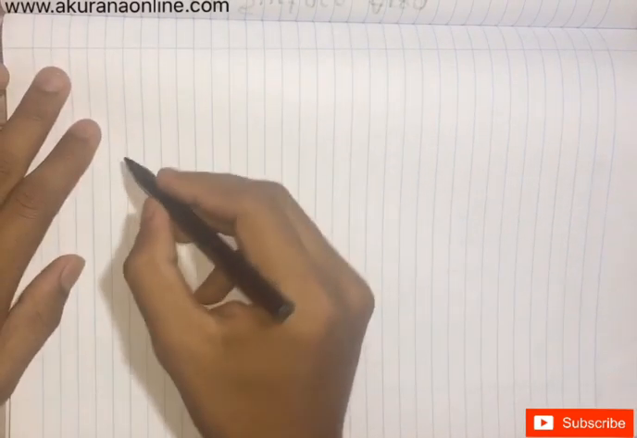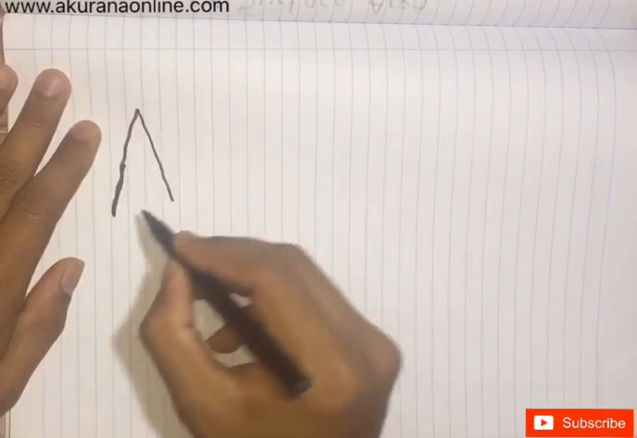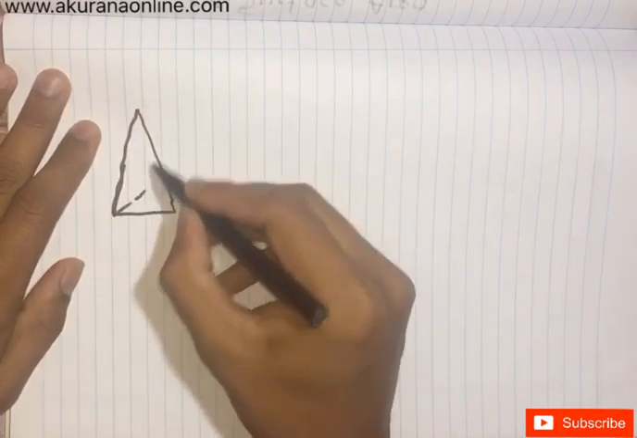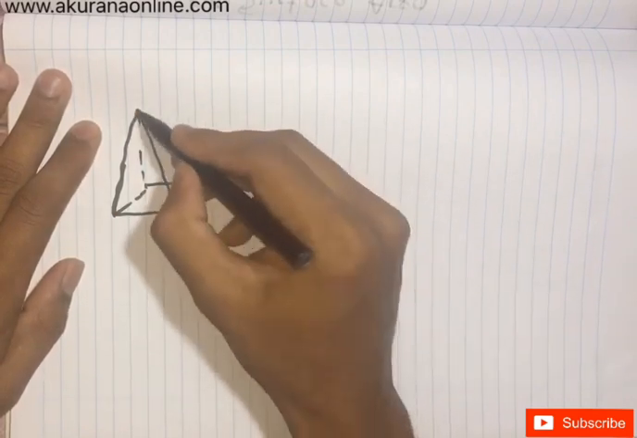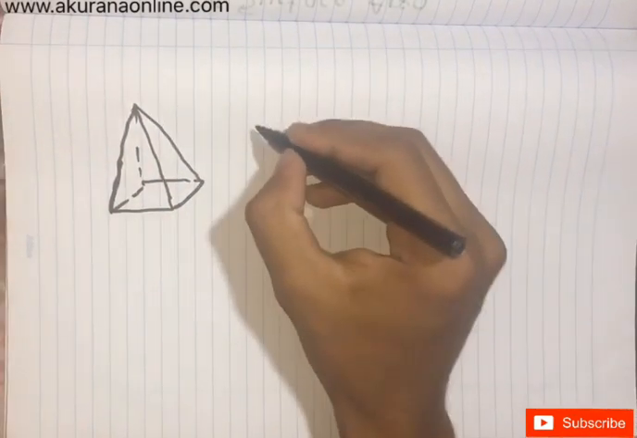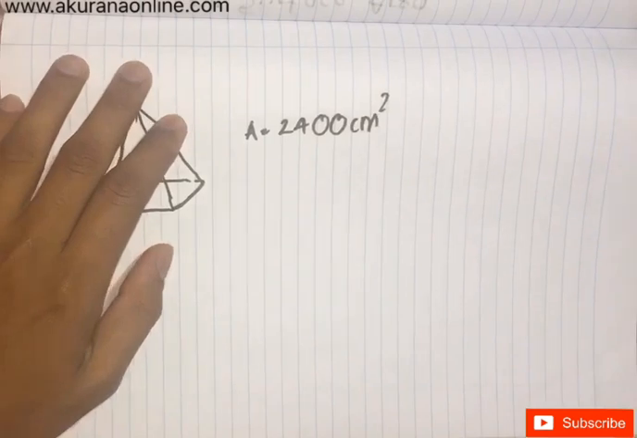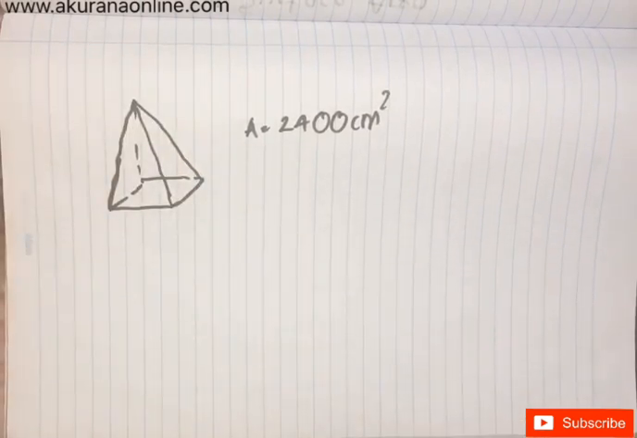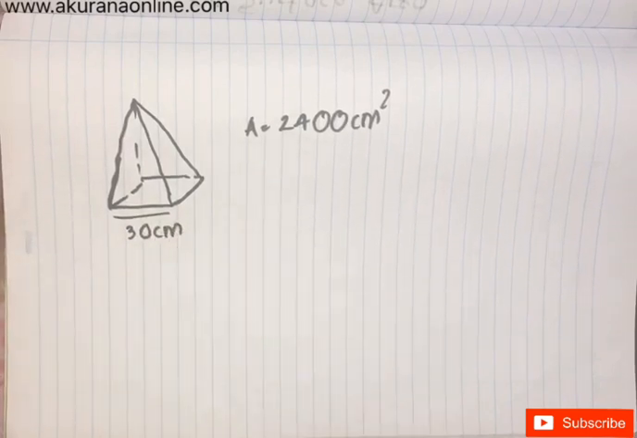The surface area of a square base right pyramid. That means a pyramid is given. I'll just draw a rough diagram. Let's say this is the diagram they are speaking about. Total surface area is given as 2400 centimeters squared. Also, the length of the side of the base is 30 centimeters. Now all four sides have 30 centimeters of length.